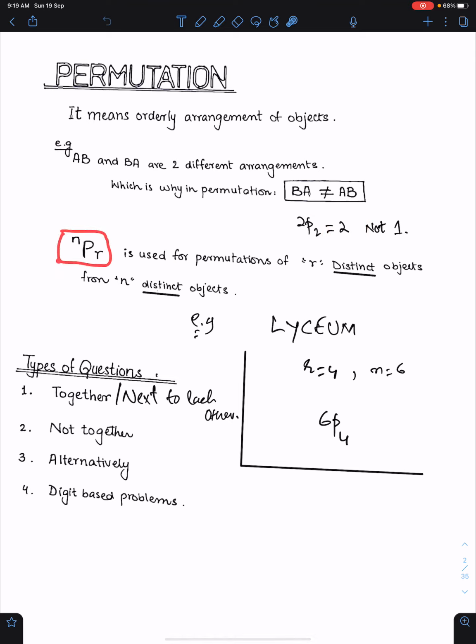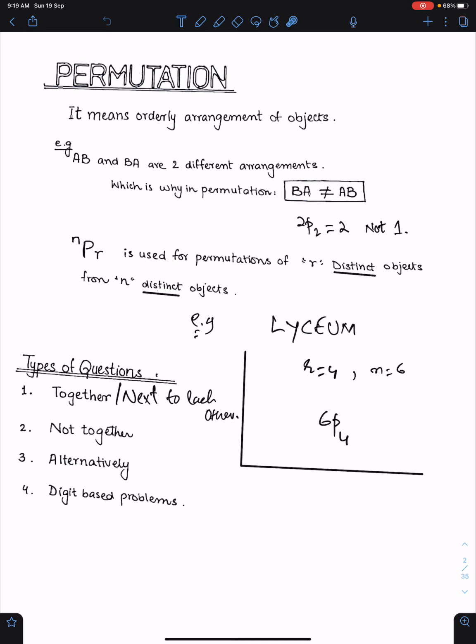nPr. This is used for the arrangements of r distinct objects from n distinct objects. For example, if we have to arrange 4 letters from the 6 letters of the word Lyceum at random, we will use nPr. In this case, it should be 6P4.